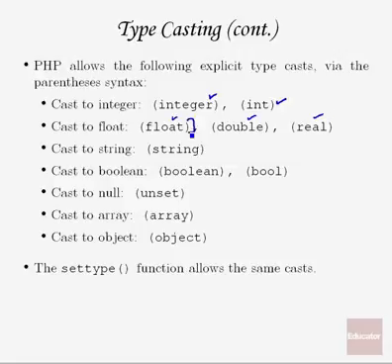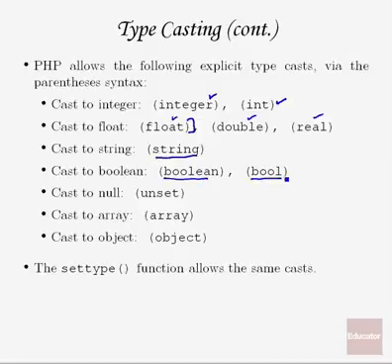To cast to a string, you simply put the word string in parentheses. And just so you know, all of these are unquoted. These aren't treated as strings. These are like keywords in PHP, so PHP knows to interpret that this is a cast. And then to cast to a Boolean, you simply do boolean or bool.